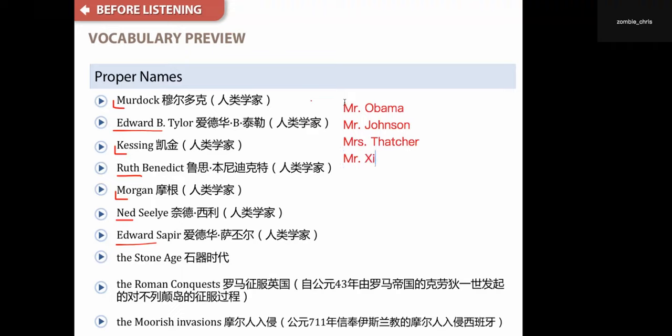So we often read newspaper reports referring to Xi Jinping honorifically. We would just call him Mr. Xi, even though obviously in China family names go first. So it's still Mr. or Mrs. with the family name that goes together.